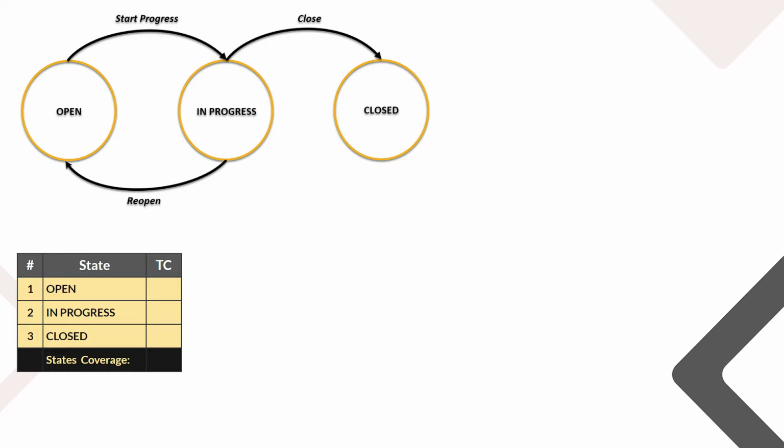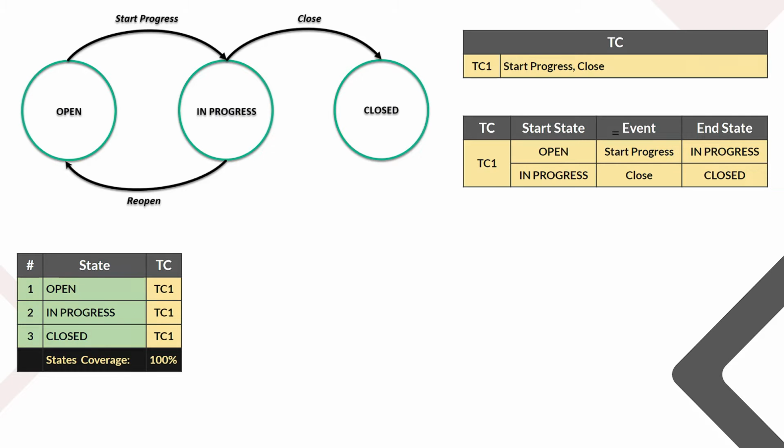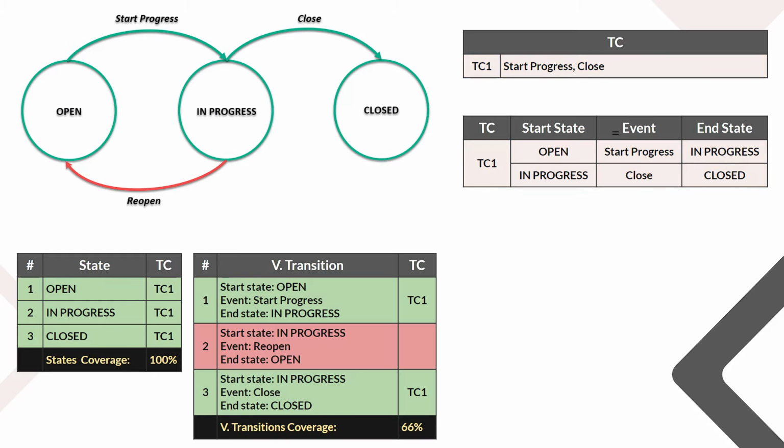If our goal is to get 100% coverage of states, then we can write a simple test: from open to in progress, from in progress to closed. Thus, all 3 states are covered by tests. At the same time, only 2 transitions out of 3 are covered by this test. As a result, all states coverage equals 100%, but valid transitions coverage equals 66%. This is a fairly common situation for state transition diagrams. After all, mostly in addition to forward transitions, there are also backward transitions.